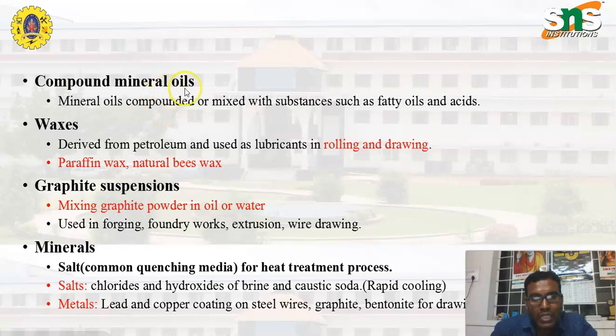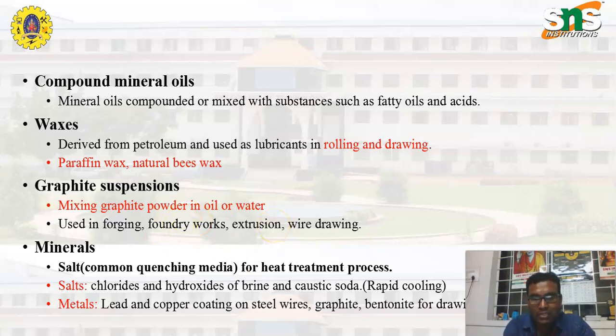Next are the compound mineral oils. They are composed of or mixed with substances such as fatty oils and acids. Next are the waxes. They are derived from petroleum and used as lubricants in rolling and drawing. Some examples of waxes are paraffin wax, natural beeswax, etc. Next, an important coolant used during machining is graphite suspensions. It is a mixture of graphite powder in either oil or water. It is used in processes such as forging, foundry work, extrusion, wire drawing, etc.